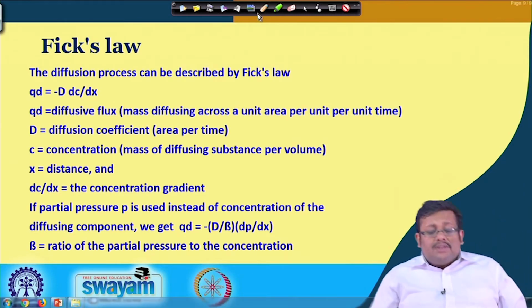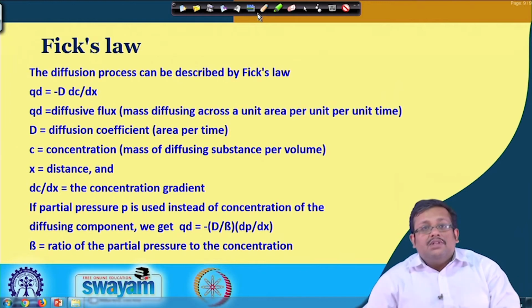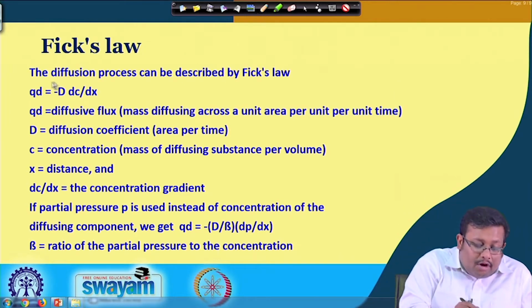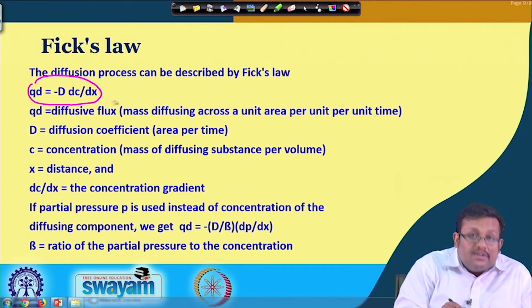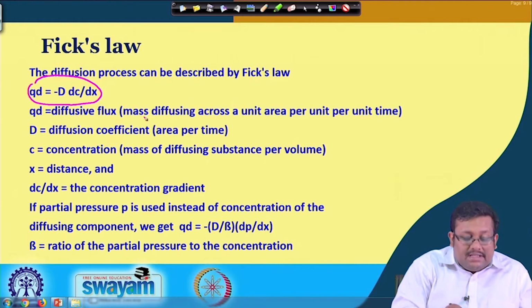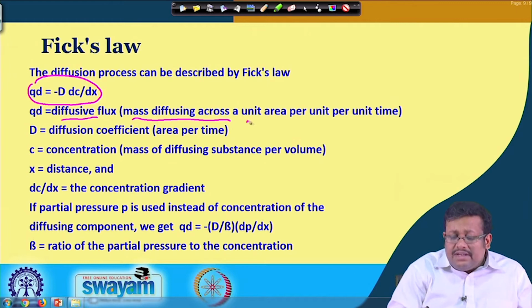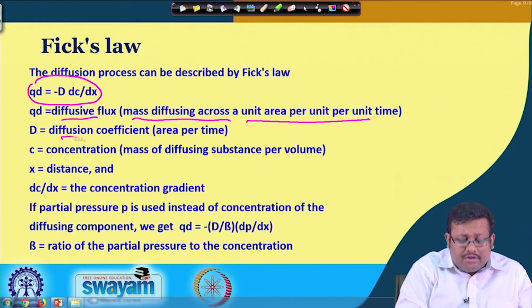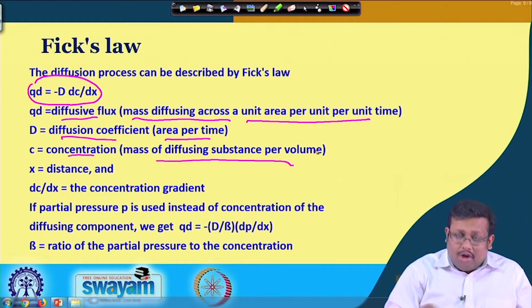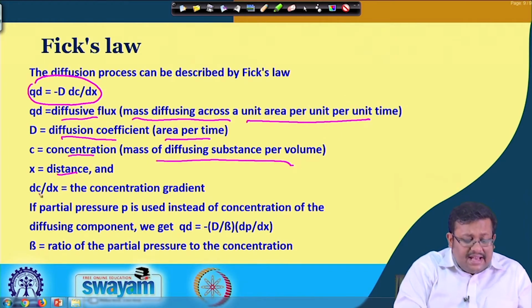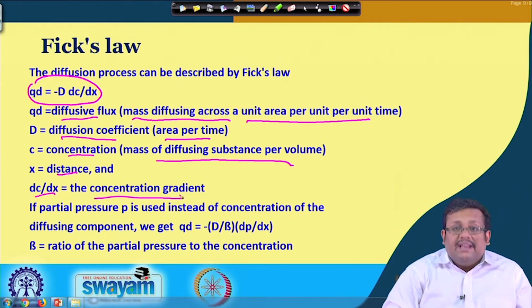Well, the diffusion process in the soil can be described by Fick's law, and generally the form of Fick's law is QD equal to minus D into dC over dx. Where QD is basically diffusive flux, which is mass diffusing across a unit area per unit time. D is the diffusion coefficient, that is area per time. C is the concentration, which is mass of diffusing substance per volume. x is the distance, and dC over dx is the concentration gradient.